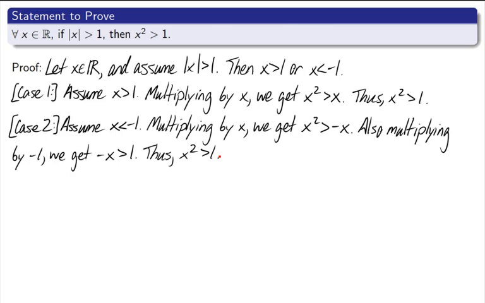I could write a summary sentence this time, but we won't because it seems to make sense that for each case, I got x squared is greater than 1 as desired.